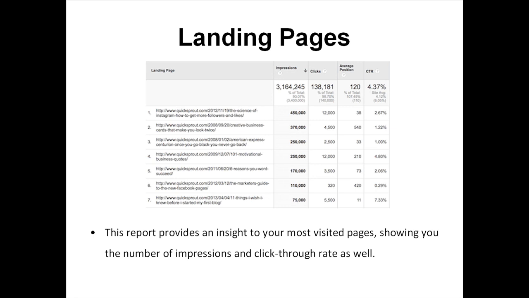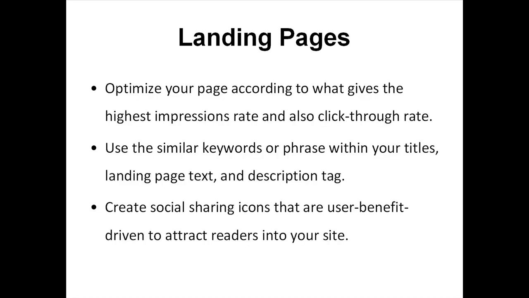Similar to the Queries Report, the Landing Pages Report gives you an insight to your most visited pages, showing you the number of impressions and click-through rates as well. Looking at this report, you should be able to identify the aspects you can improve your search engine traffic. Optimize your page according to what gives the highest impressions rate, and also CTR. Make sure you use the similar keywords or phrases within your titles, landing page text, and description tag. Create social sharing icons that are user benefit driven to attract readers into your site.